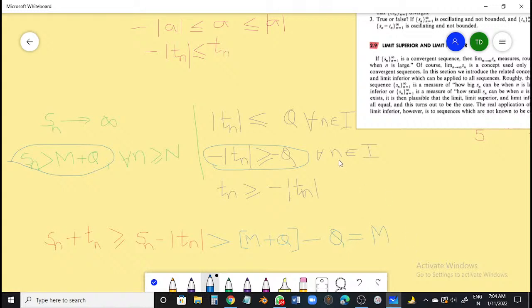But this is for all natural numbers and this is for certain infinite number of natural numbers. So if I combine the result, what I should say, for all n greater than or equal to capital N. So we have shown that the sum of the sequences is diverging because it is becoming greater than a fixed value. So this goes to infinity.